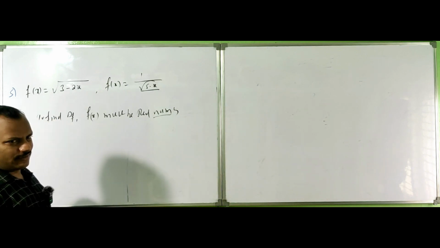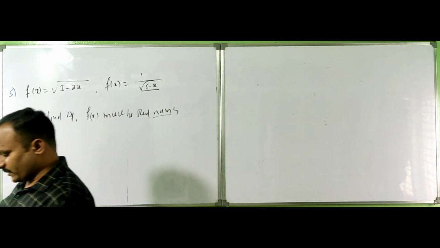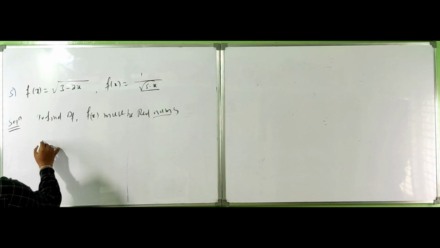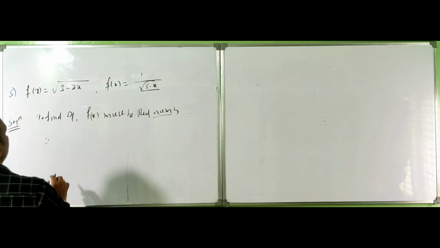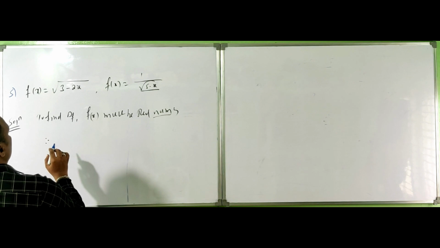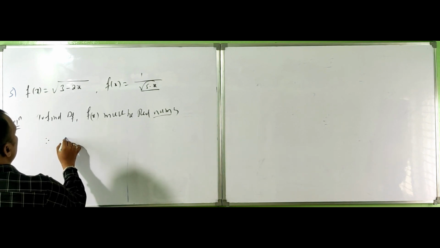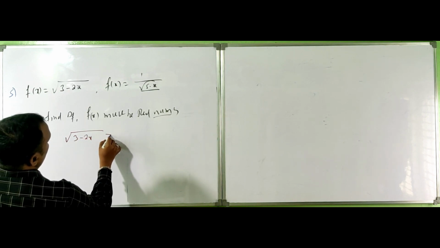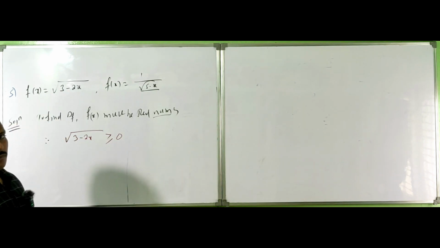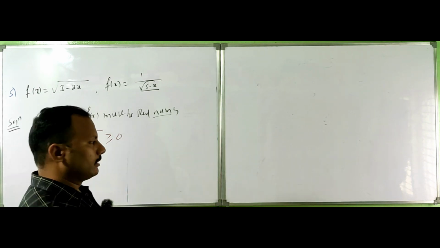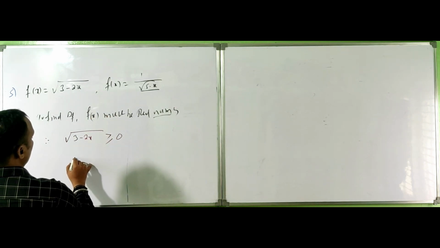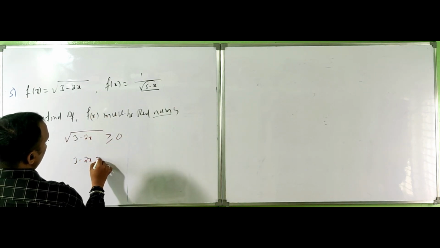Why are you writing this? You are finding the real functions, right? Only for that reason, a real function. Okay, therefore we have square root of 3 minus 2x is greater than or equal to 0. We know the condition for any root, the value is greater than or equal to 0, right? So, squaring on both sides, 3 minus 2x is greater than or equal to 0.